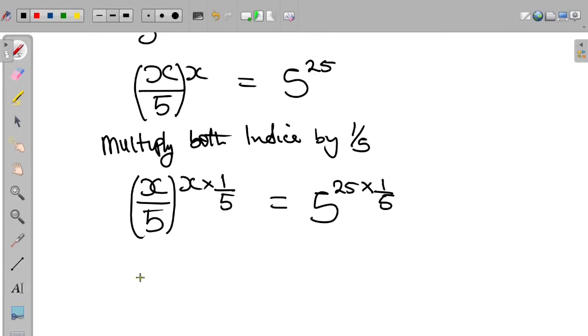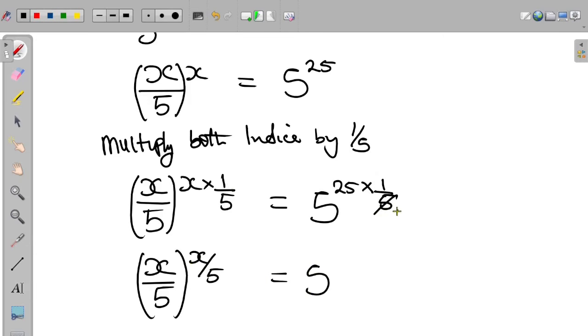So at this point, we have that x divided by 5 raised to the power of 1 times x is x, so we have x divided by 5 equal to, at this point we have 5 divided by itself, we have 1, 25 divided by 5, we have 5. So we have 5 raised to the power of 5.